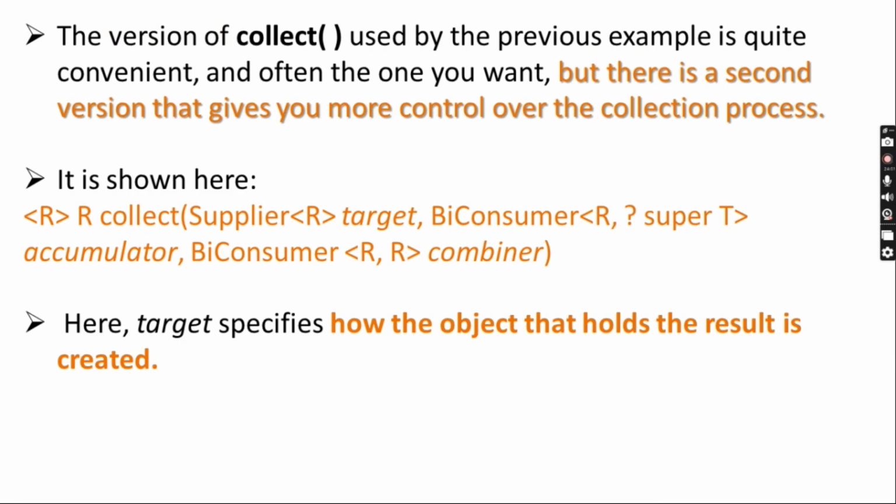The version of collect used by the previous example, calling Collectors.toList and toSet, is very convenient and often the one you want. But there is another version given by Collector: <R> R collect(Supplier<R> target, BiConsumer<R, ? super T> accumulator, BiConsumer<R, R> combiner). Here target specifies how the object that holds the result is created.